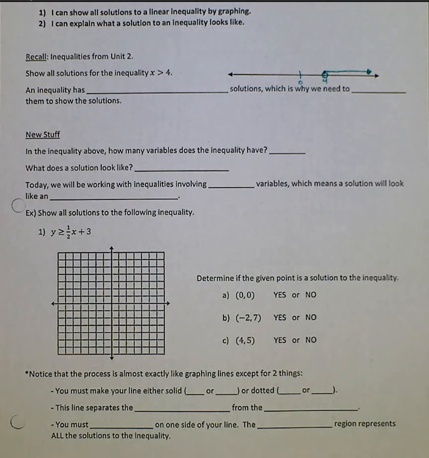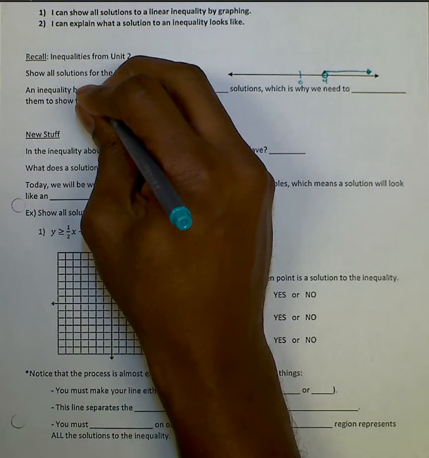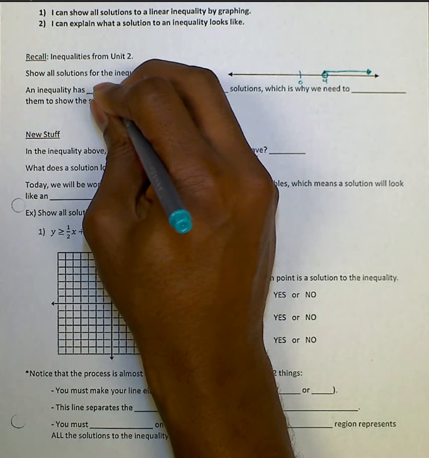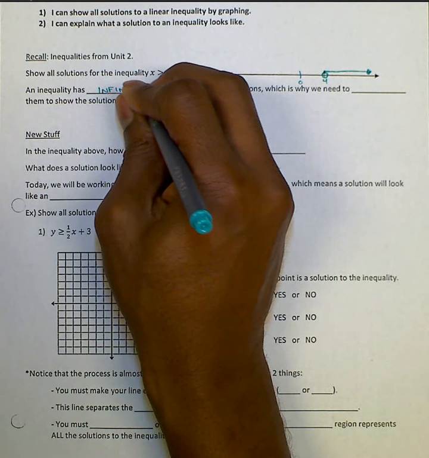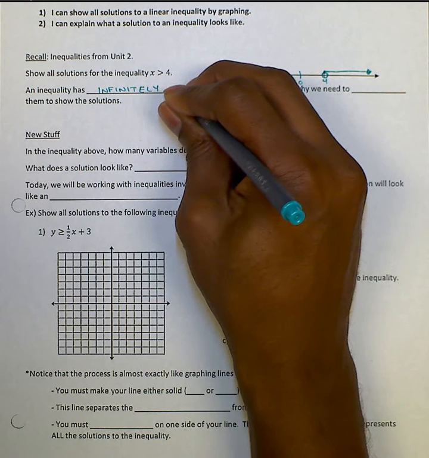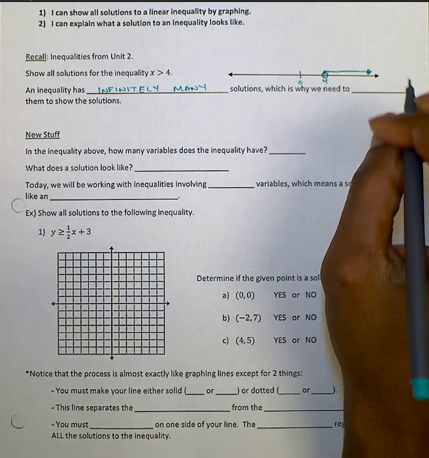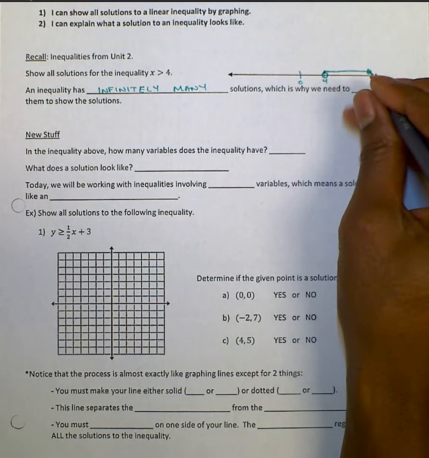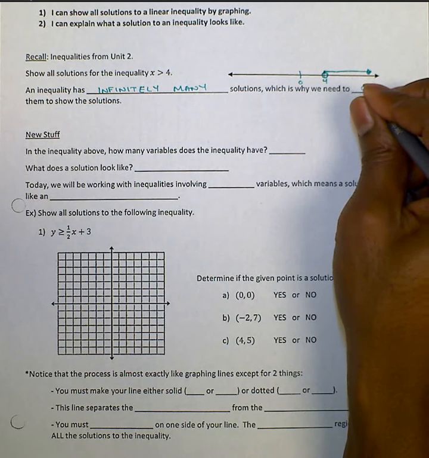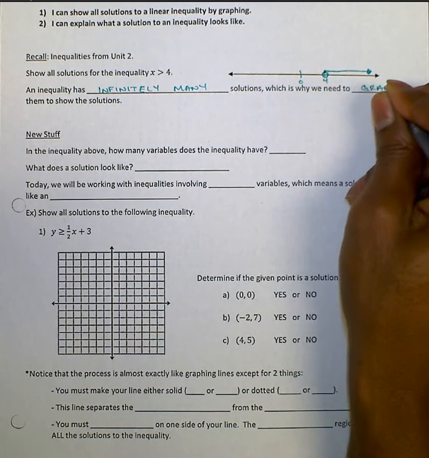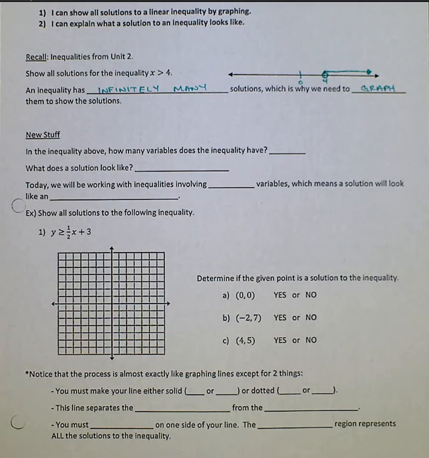An inequality has infinitely many solutions, but we don't just write that every time, because it's important to know where those solutions start. That's why we need to graph them to show the solutions. So that's old stuff. Hopefully you have that in the back of your mind somewhere.